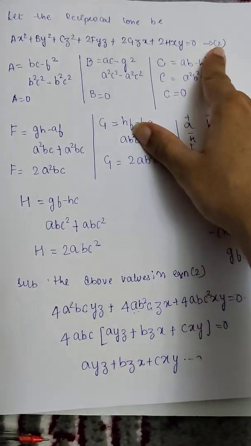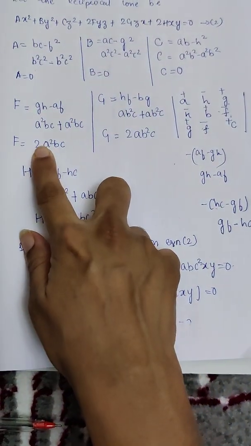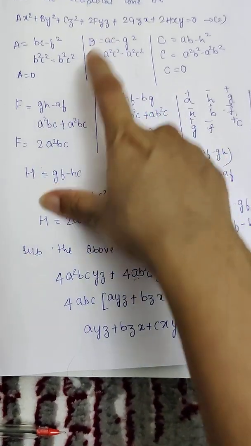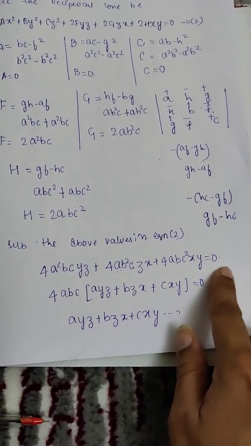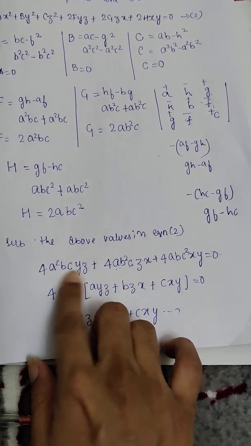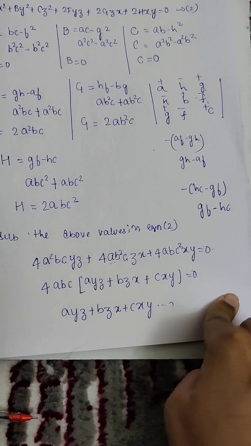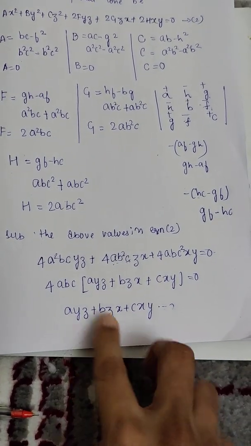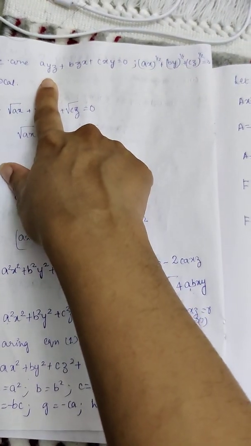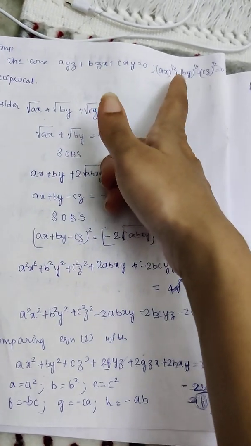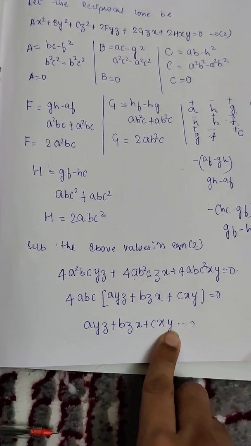Let me plug into my equation number 2, which is the equation of the reciprocal cone. Plugging in 2FYZ. F is what? 2A square BC. So 2 into 2 is going to become what? 4A square BC YZ. Similarly, and then if you observe this, I can take 4ABC common. If I take 4ABC common, I'll be left with AYZ, BZX, CXY equals 0. So I took this equation of the cone, and the reciprocal should look in this particular form: AYZ, BZX, CXY. The question itself is giving me the hint. Let us come back and see. Yes, I'm getting AYZ plus BZX plus CXY equals 0.